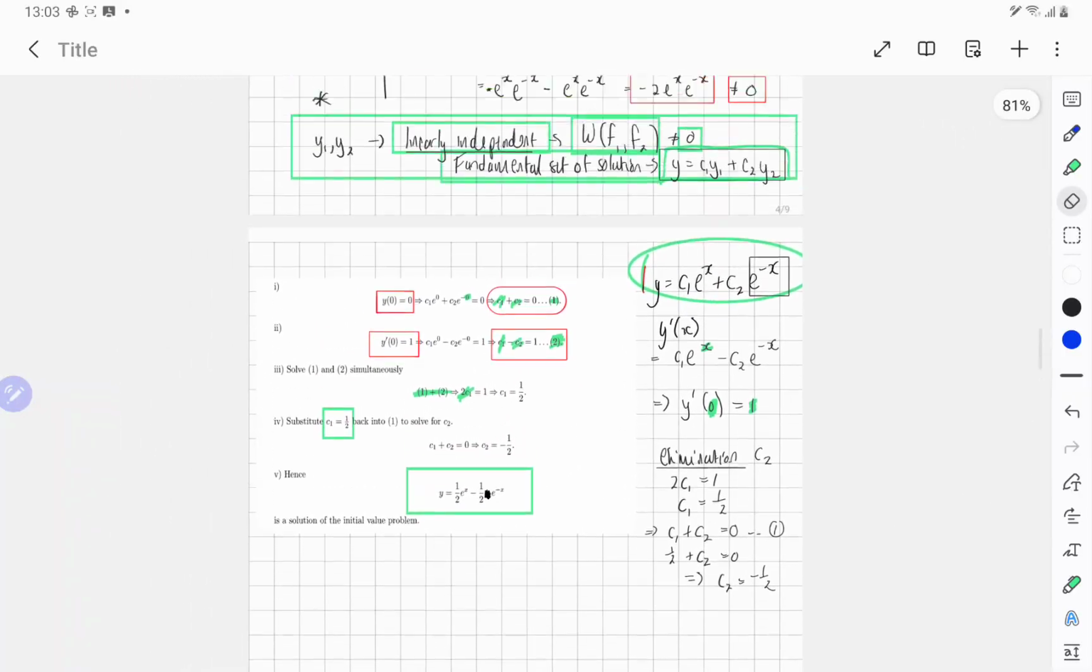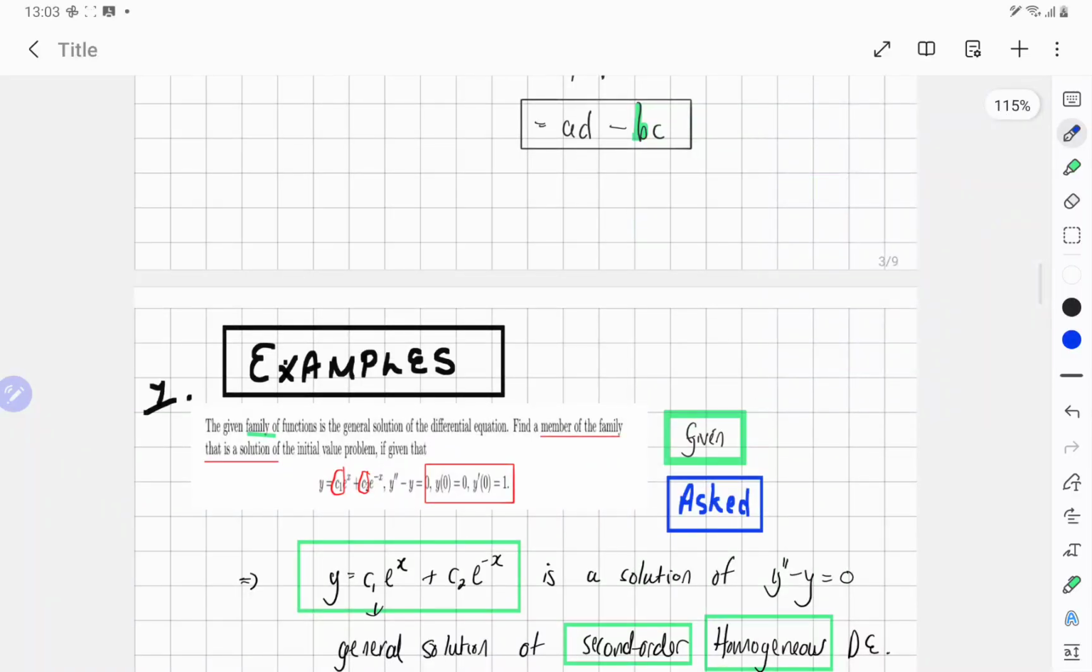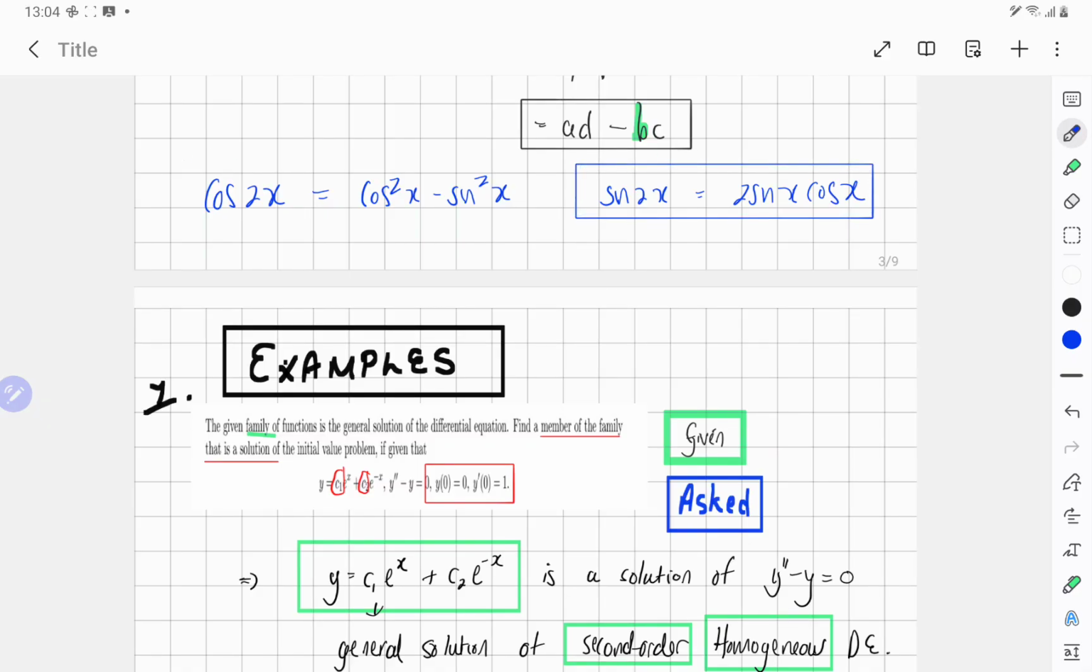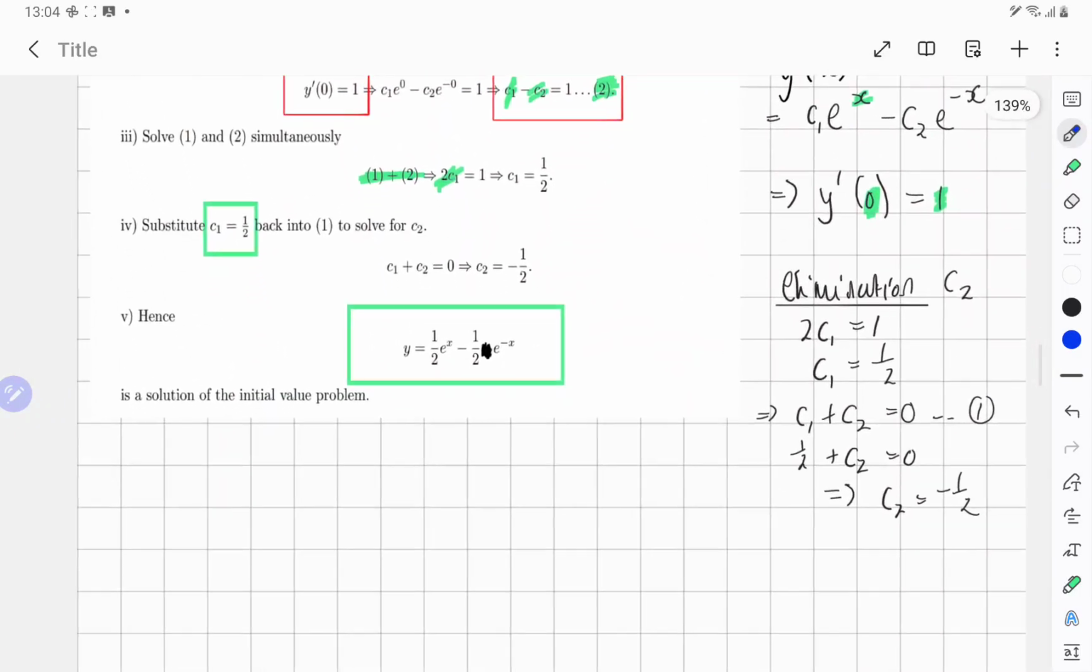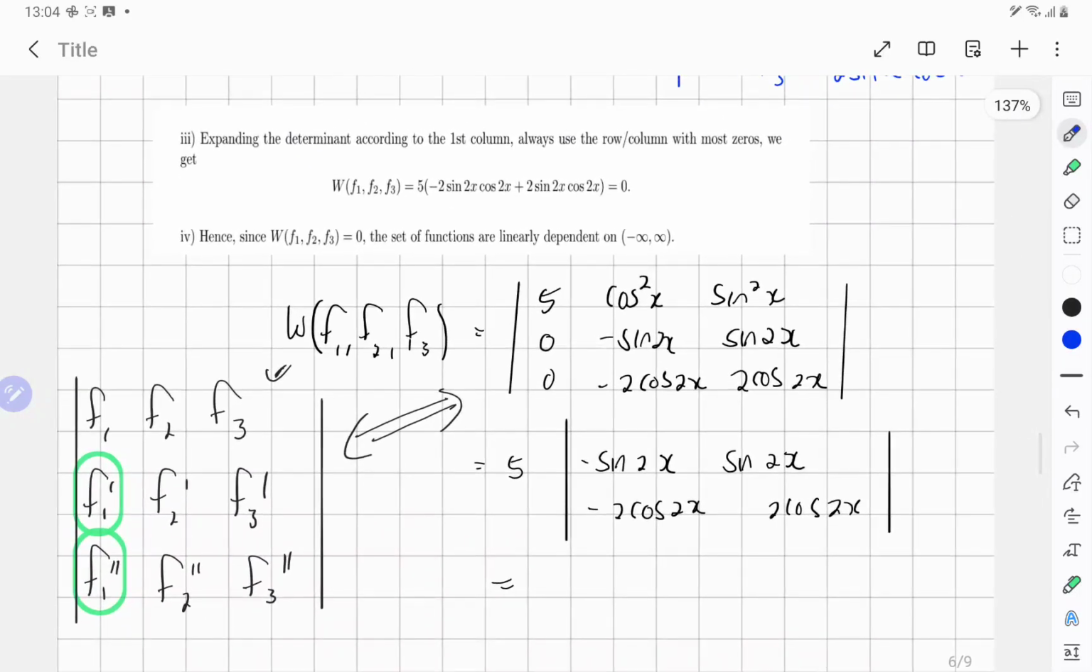So let me just add here on our theory sheet that you must please remember: cos 2x is cos squared x minus sine squared x, and sine 2x is 2 sine x cos x. Hopefully you know your first year trigonometry and derivatives quite well, because you never know what can come up in a sum.